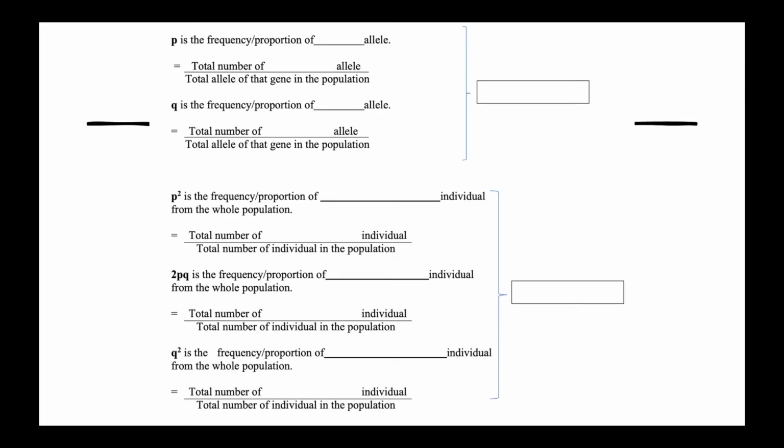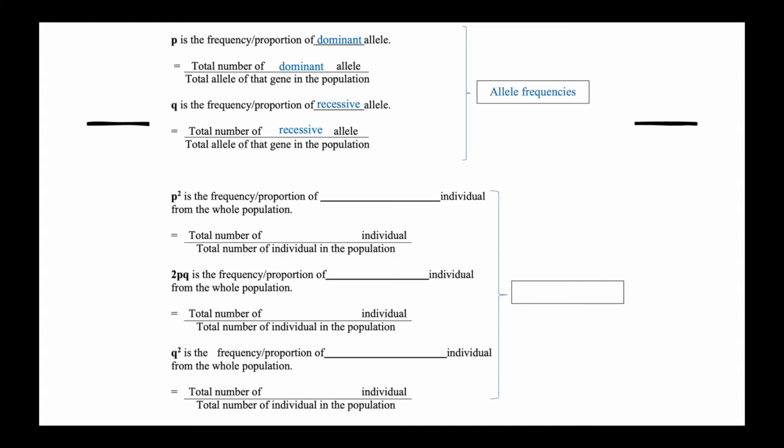If you are required to find the frequency or proportion of the dominant allele in the population, which is often designated by the letter P, you simply divide the total number of dominant alleles by the total alleles of that gene in the population. If you are required to find the frequency or proportion of the recessive allele in the population, which is often designated by the letter Q, you simply divide the total number of recessive alleles by the total alleles of that gene in the population. P and Q are known as allele frequencies.